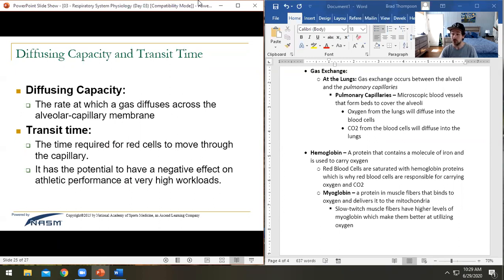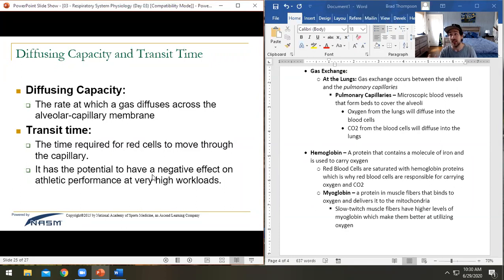So that's what's called your diffusing capacity. How much hemoglobin or myoglobin you have, or how much pressure there is in the atmosphere, is going to help with your diffusing capacity, meaning how quickly things are able to move. There's also transit time, which is literally how long it takes a red blood cell to get from point A to point B. Depending on how fast your heart is beating, that's going to affect the pressure and how quickly your blood cells can travel from one place to another.